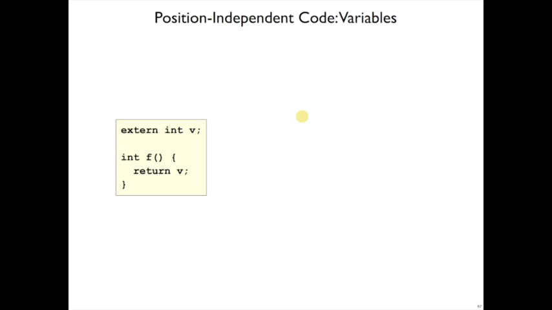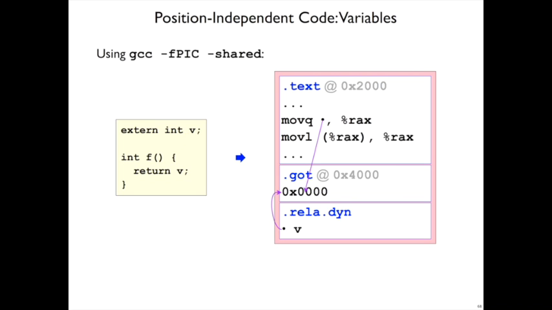So we can look at an even simpler example to get the basic idea. If we have a C file that defines f and expects a v somewhere and just refers to it directly, and you use GCC with -fpic and then -shared to turn this C file into a shared object, you'll get an ELF file that looks something like this.